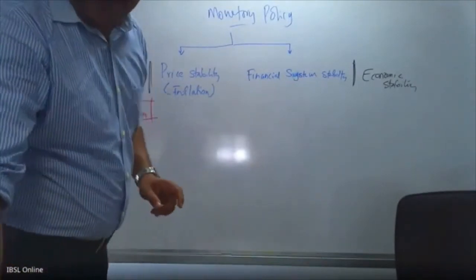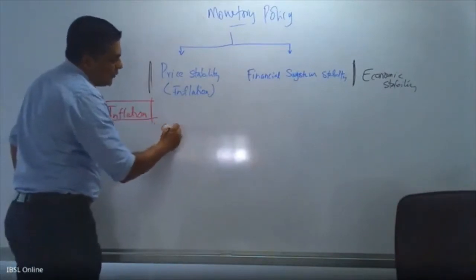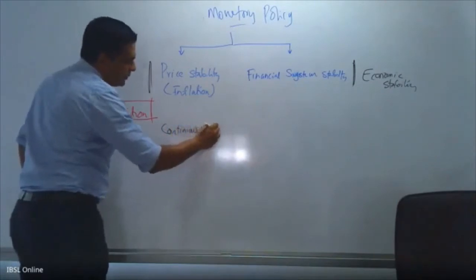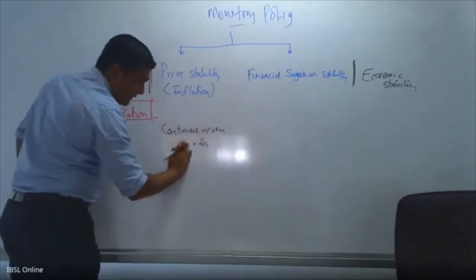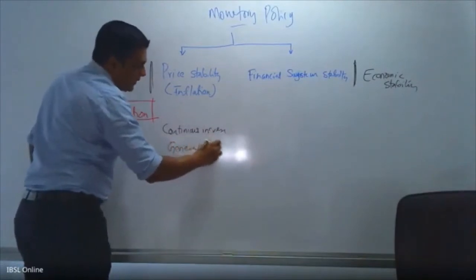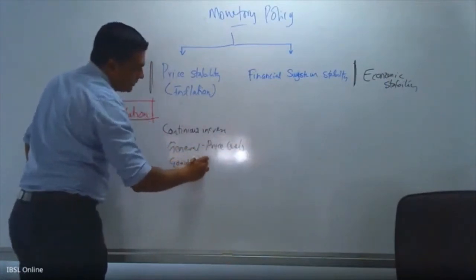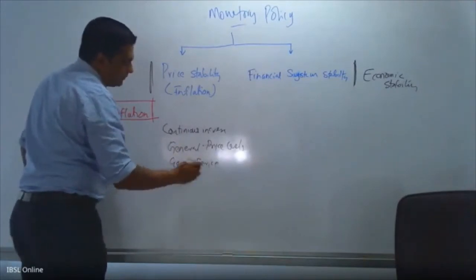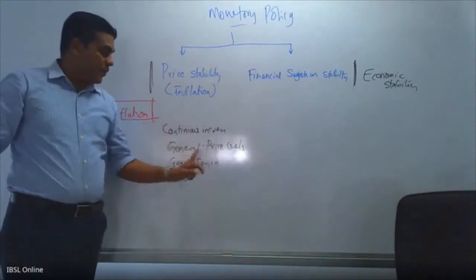Please write. Inflation is continuous increase of goods and services. No, sorry, continuous increase of the general price level of goods and services in an economy during a given period of time. One year period of time. Continuous increase in the general price levels of goods and services in a given period of time.